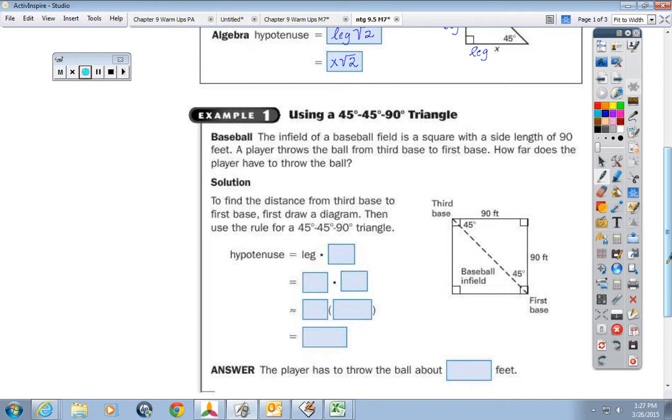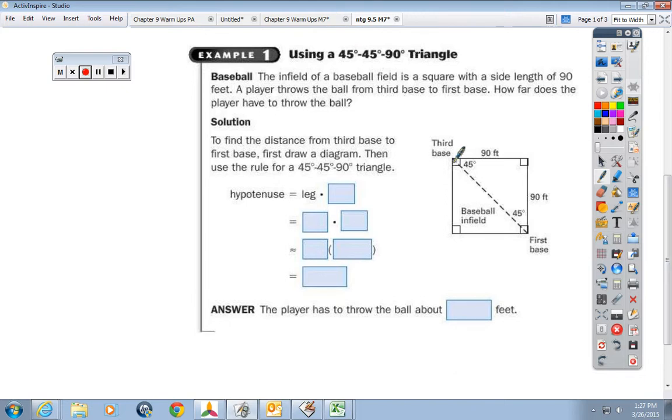Well, because we can see right here that this makes a 45, 45, 90, we can figure it out. Here's the hypotenuse, right? Why? Because that's the side opposite the right angle. So we're going to use the rule: the hypotenuse equals the leg times the square root of 2. It wouldn't just be times 2, it's the square root of 2, because 2 and the square root of 2 are two different numbers. The square root of 2 is not 2.